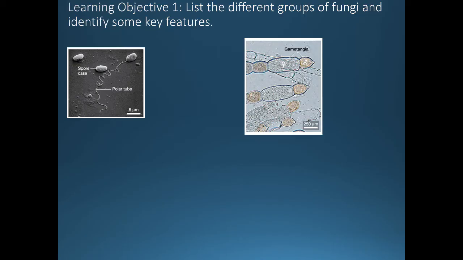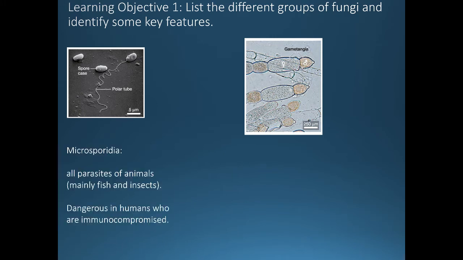All right, there are 6 different lineages of fungi, and let's start off with this first one, the Microspheridia. Now, all Microspheridia are parasites of various animals. They will usually only infect fish and insects. However, there are some that will infect humans. They can make us sick, but they are particularly dangerous for those who are immunocompromised, so individuals who are battling cancer or maybe someone who has AIDS.